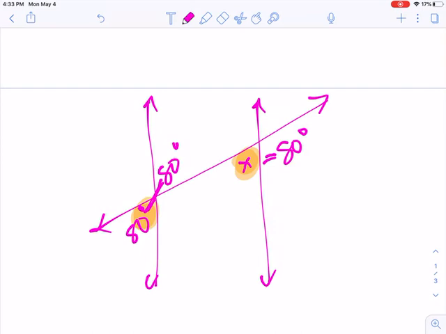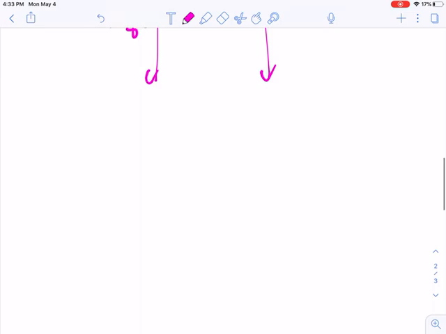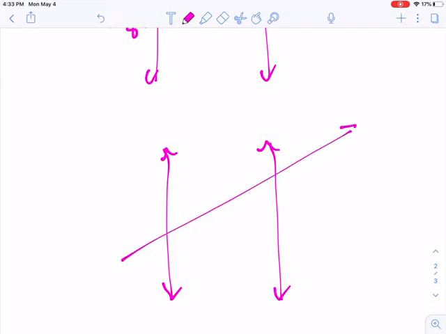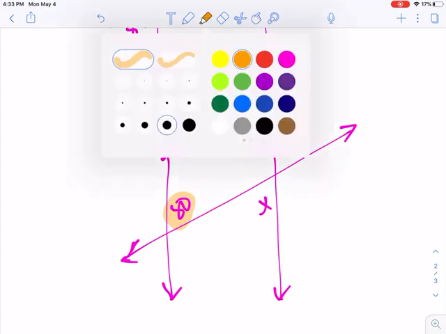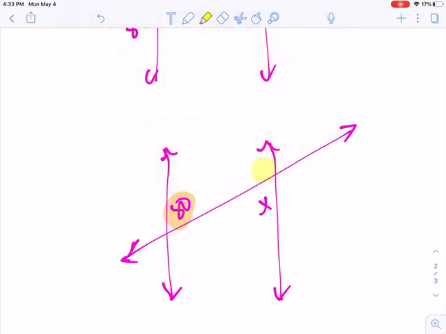I'm going to do one more way. There's more, but I'm just going to do one more of finding the same angles, all right? So I'm going to have 80 again and x here. Now, I know that the angle here and the angle here are supplementary.